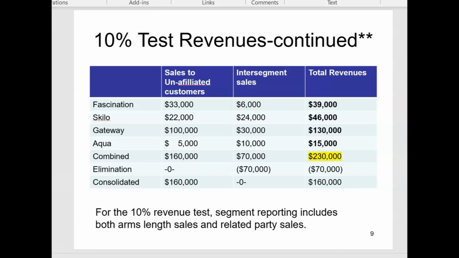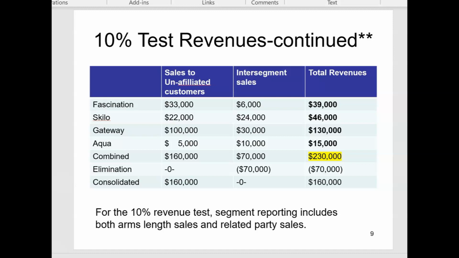So here, now you're seeing that Fascination sales to unaffiliated customers are $33,000, and Fascination sales to the other segments are $6,000, total of $39,000. And then Skillo, same thing. They had sales to unaffiliated customers, they had inter-segment sales, but they all count toward the 10% test when we do revenue, right? We're counting both. Same for Gateway. Gateway sales were $100,000 to unaffiliated, $30,000 inter-segment, but all $130,000 is going to count toward their percentage to get to that 10%.